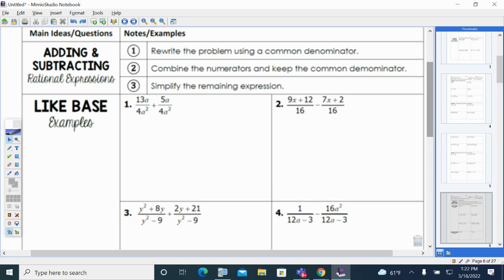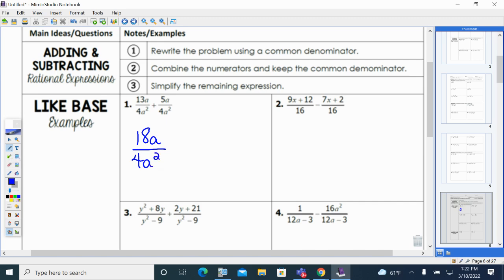In example number 1, we've got just monomials here, and the denominators are already the same. So 13a divided by 4a squared plus 5a divided by 4a squared. Because the denominators are already the same, we're just going to add the top, keep the bottom. So 13a plus 5a is going to give me 18a, and we're going to keep that bottom, which is 4a squared.